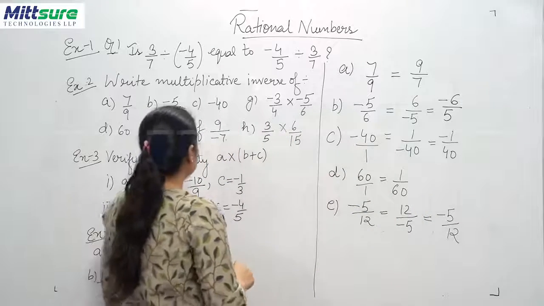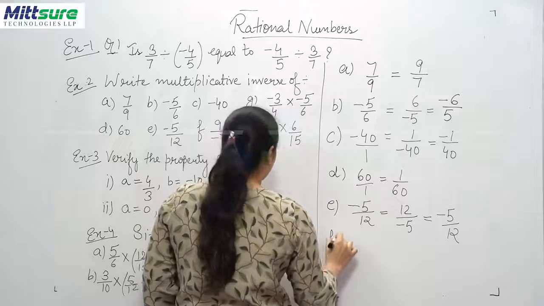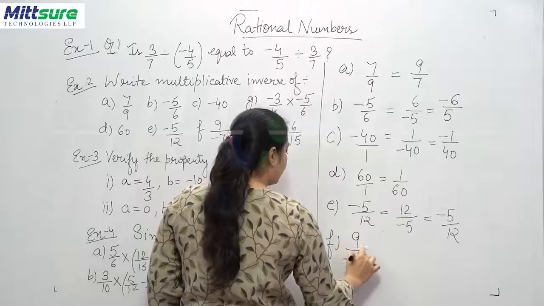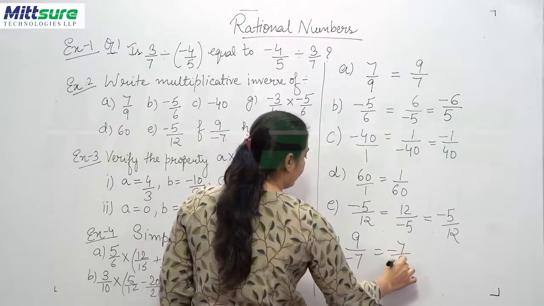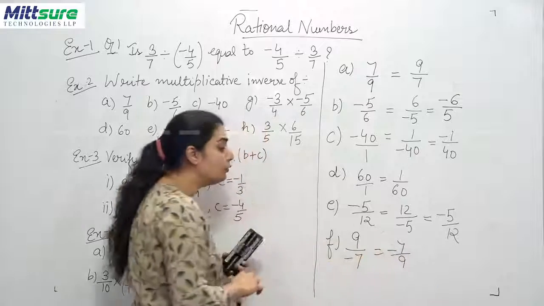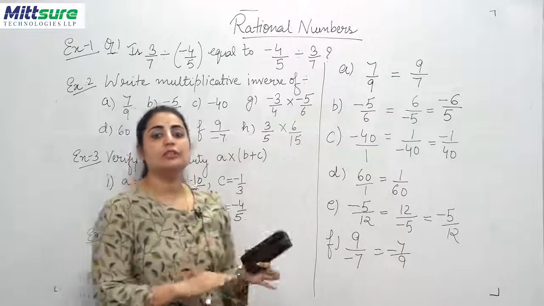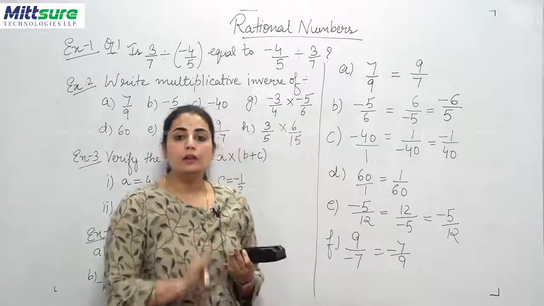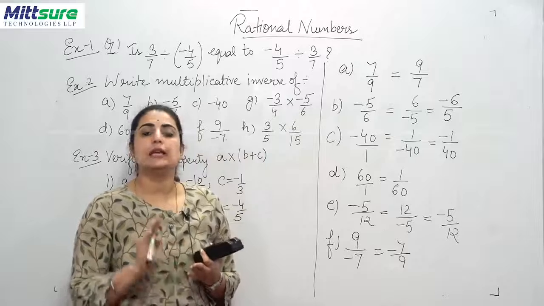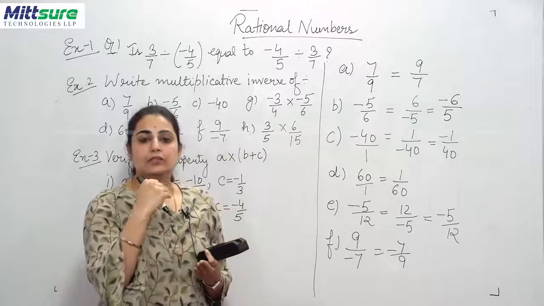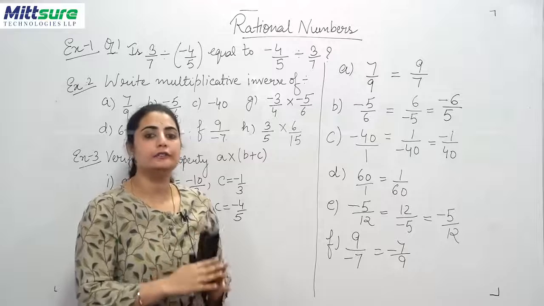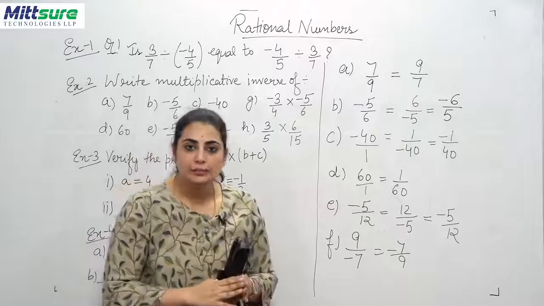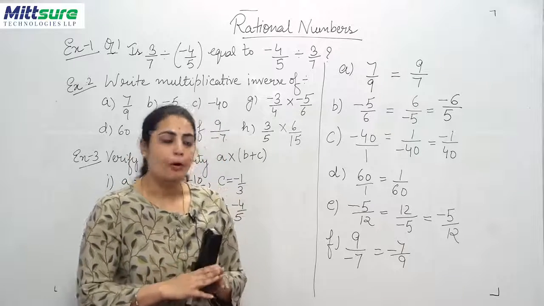Now, next is 9 upon minus 7. Its inverse will be minus 7 upon 9. Now here you do not have to change it into the standard form. Always make the conversions first, and then you change the place of the negative sign if it is required to convert the given rational number into its standard form.